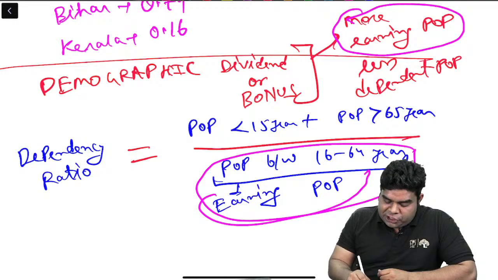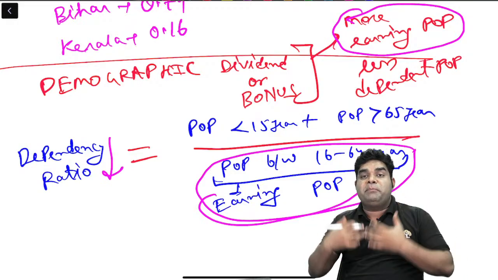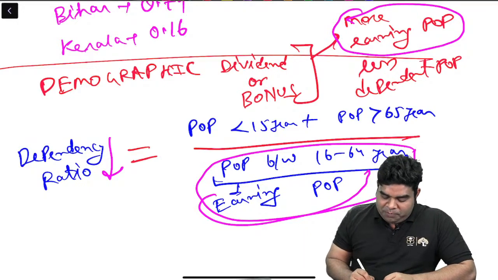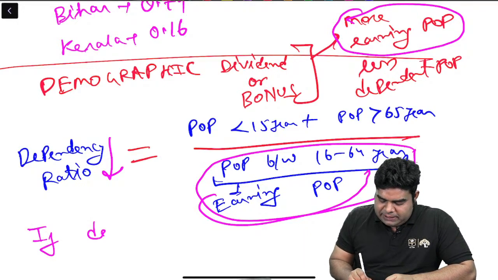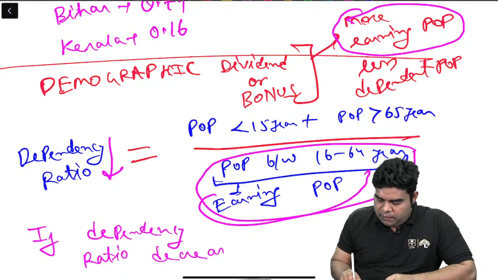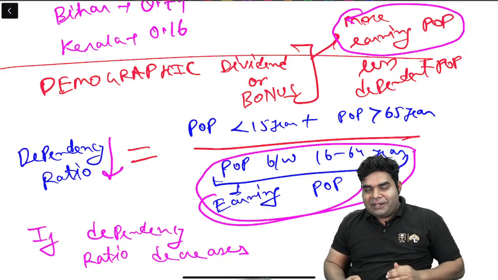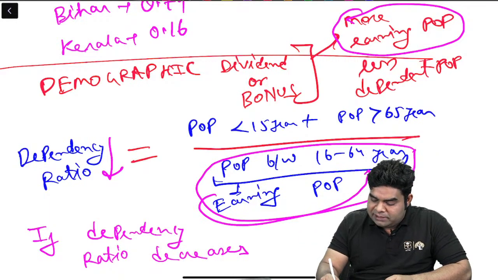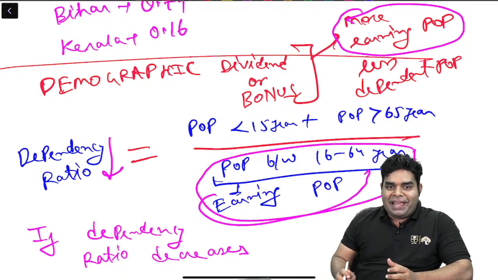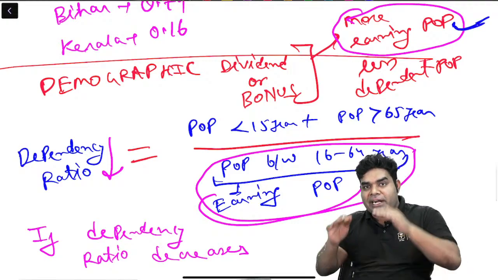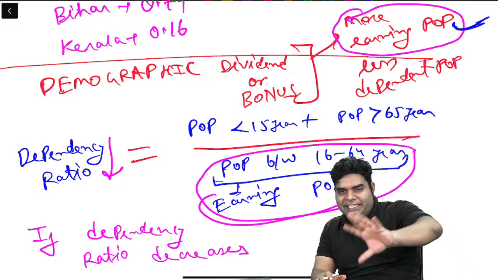When the dependency ratio will be less, we will have less people who are dependent and more people who are earning. So, if we decrease dependency ratio, suppose our dependency ratio decreases, what is happening here? If the dependency ratio is decreasing, it means we are gradually having more people who are earning because dependent are less. Let me explain it with an example.